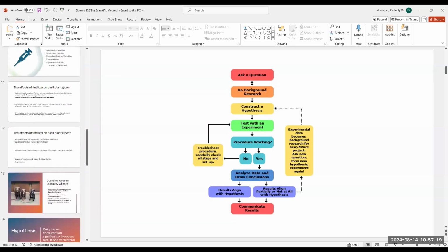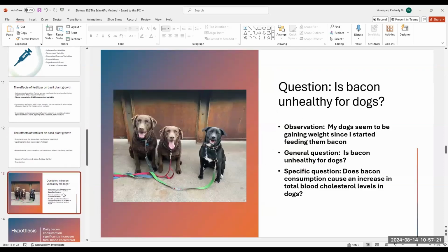So let's look at a pretend study. So let's pretend that we've noticed that our dogs seem to be gaining weight since we started feeding them bacon. So we have the question, is bacon unhealthy for dogs? Well, unhealthy. What does that mean? To really conduct an experiment, we would have to really decide what we want as our measurement of healthy versus unhealthy.